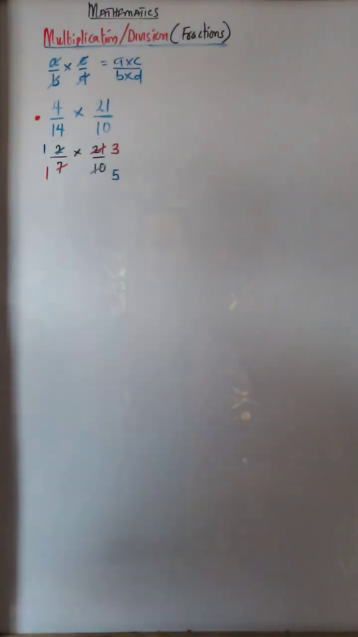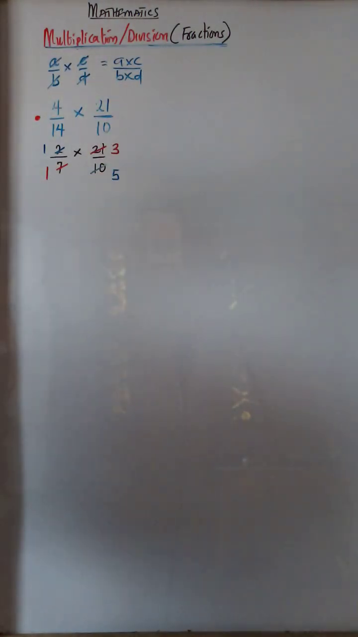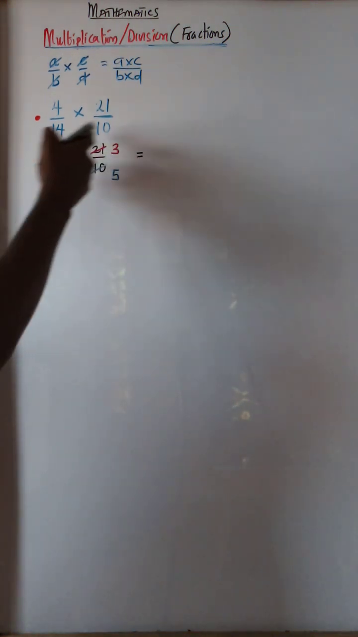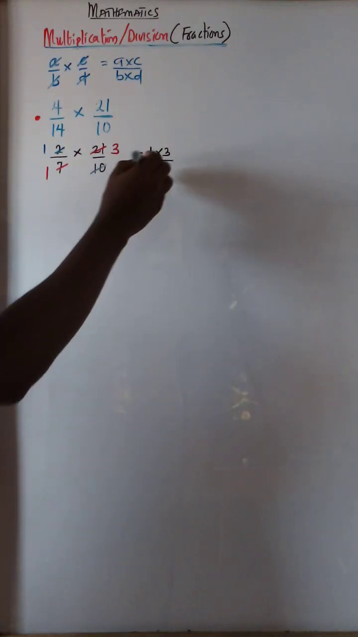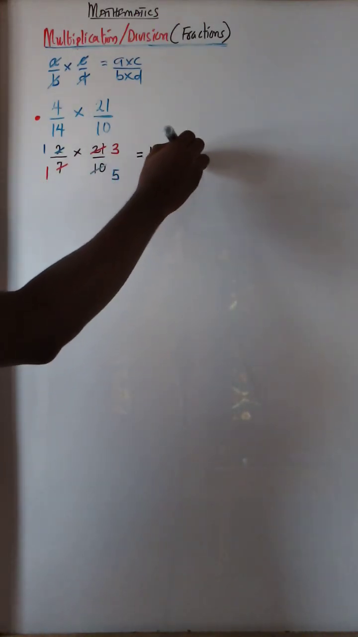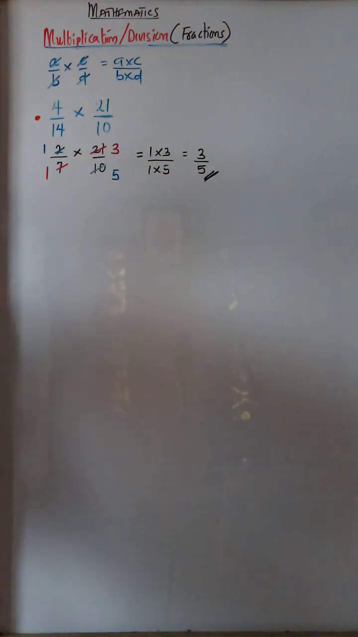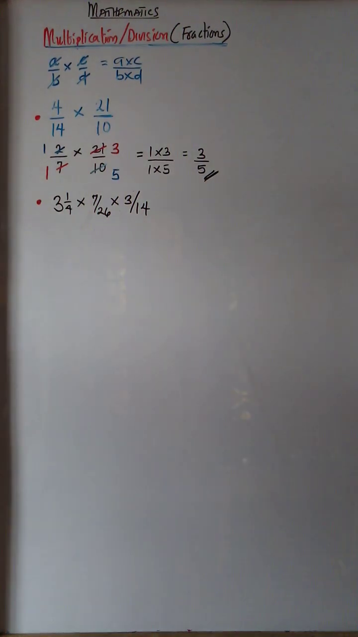Then after we cut, we cannot follow this rule. We multiply all the numerators, then the denominators. So the answer here becomes 1 multiply 3, that's 1 times 3. Then 1 multiply 5, 1 times 5. So 1 times 3, 3. 1 times 5, 5. So the final answer is what? 3 over 5.